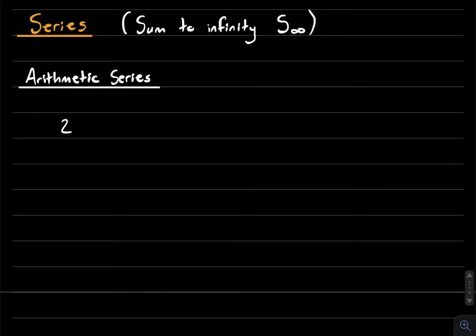So let's say that we had an arithmetic series that looks like this. It's, say, 2 plus 4 plus 6. It's a series, remember? So we're adding. Plus 8 plus 10 plus 12 plus 14 and so on. Let's say that we wanted to find the sum to infinity of this series. And what does the sum to infinity mean? It simply means that you're adding up an infinite number of these terms. Okay? So for an arithmetic series like this, what do you think the sum to infinity will be equal to?